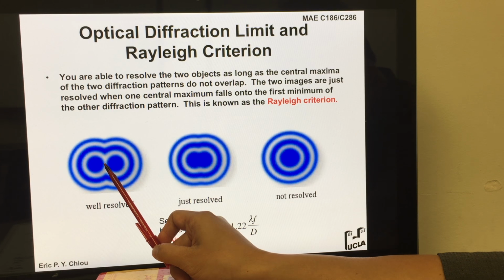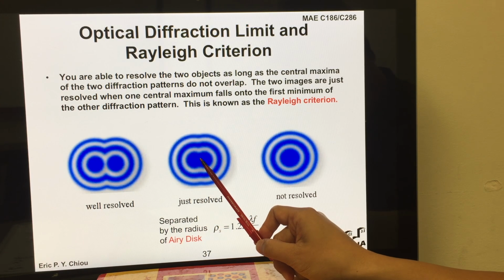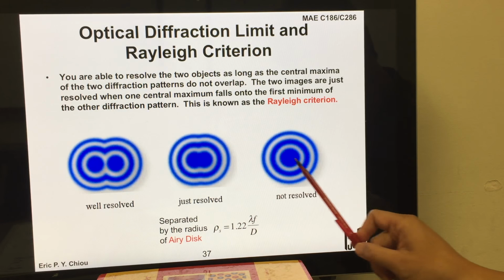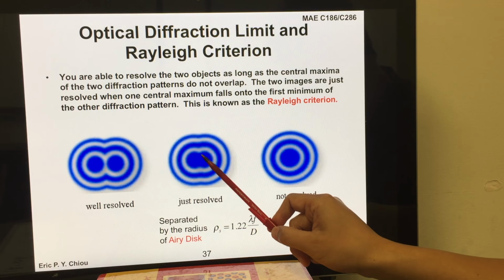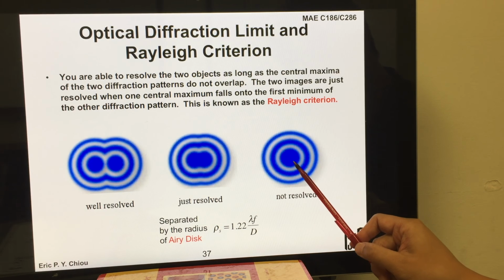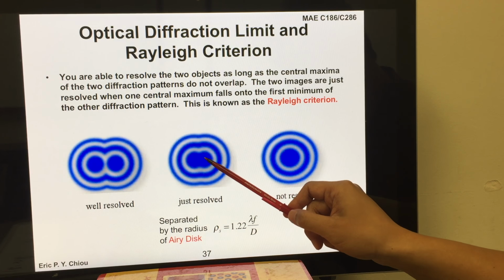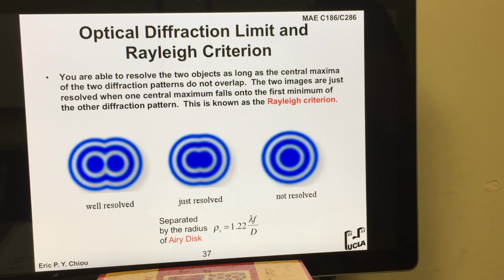When this one moves to this one, then you have only one single peak. This is the point where you can just resolve this and know that there are two spots here. Now, if they get even closer, then this is what you're going to have. You won't be able to tell that there are actually two spots separated by some distance if they get too close. If they get too close, you won't be able to resolve them.